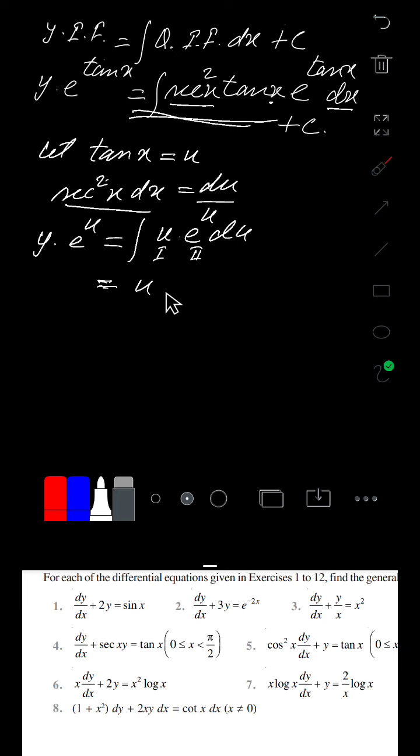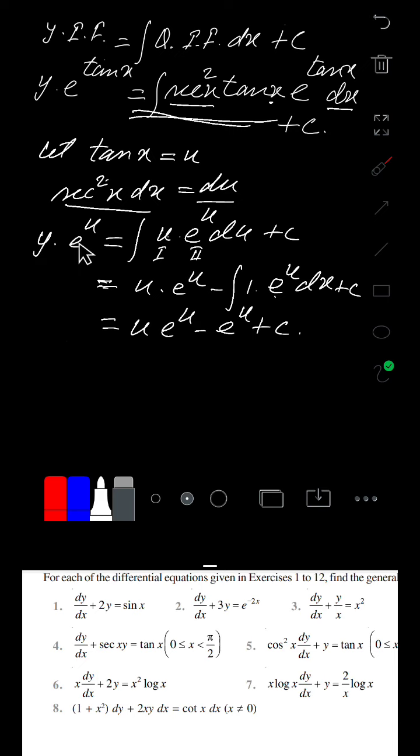First function as it is, integral of the second function, that is e raised to the power u with respect to u, will be e raised to the power u, minus integral as a whole of the differential of the first function, which is u. Differential of u with respect to u will be 1, and integral of e raised to the power u with respect to u is e raised to the power u. So u e raised to the power u minus integral of e raised to the power u, which is e raised to the power u, plus c.